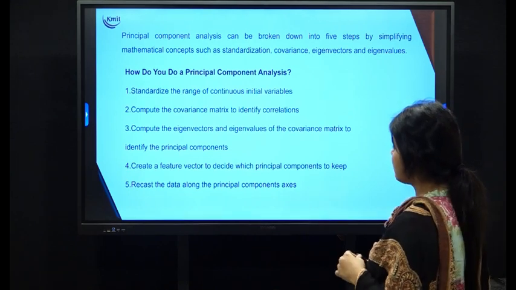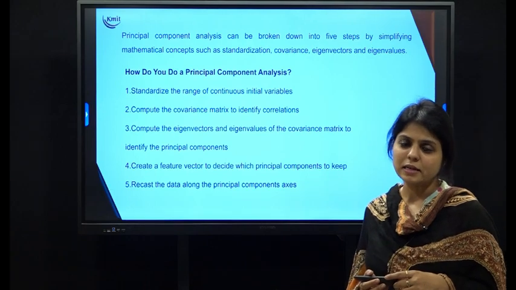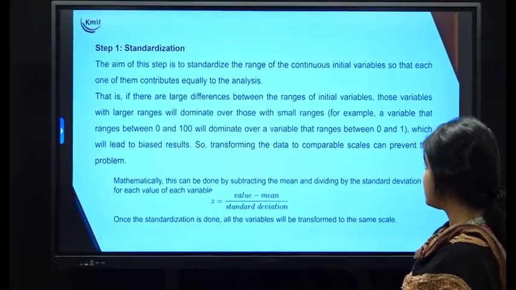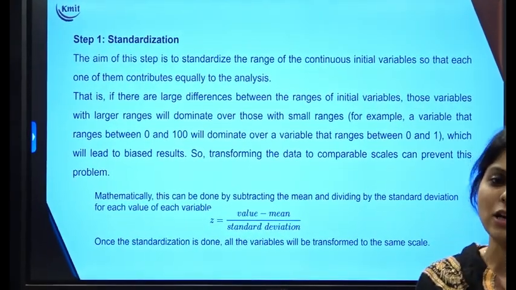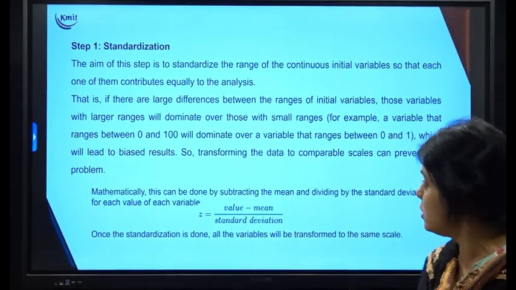Okay, so these are the 5 steps that we actually use for finding principal component analysis, and let us discuss each point in detail. So as I told you, standardization helps us in understanding the range of values and standardize the values such that there would be no discrepancy in the machine's understanding about the data.